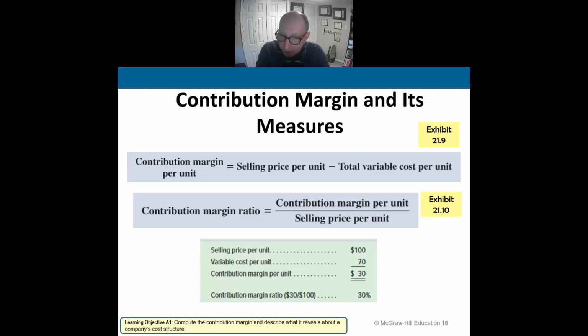You multiply that by 100, and that's 30%. So 30% is my contribution margin ratio. Contribution margin ratio, it's 30%. So that tells me that about each unit I sell, I can earn 30% gross profit. It's pretty good.